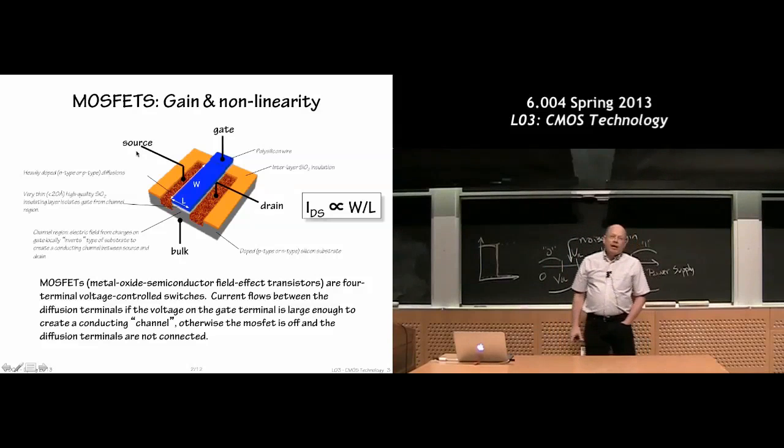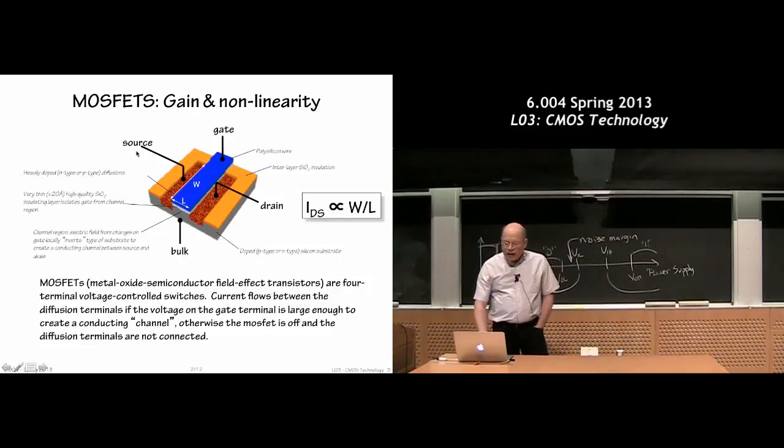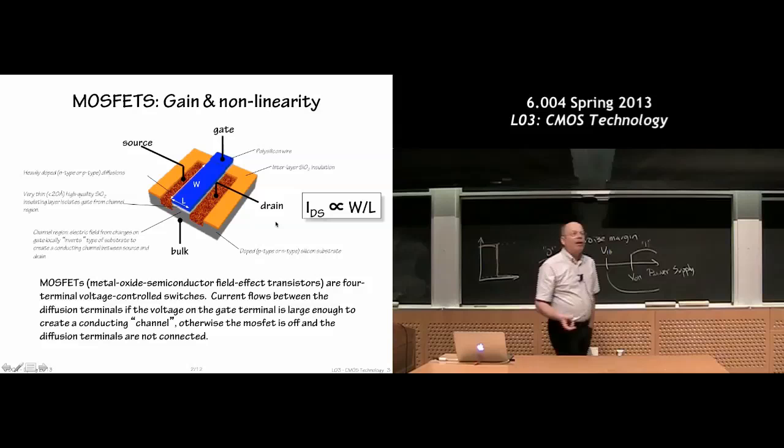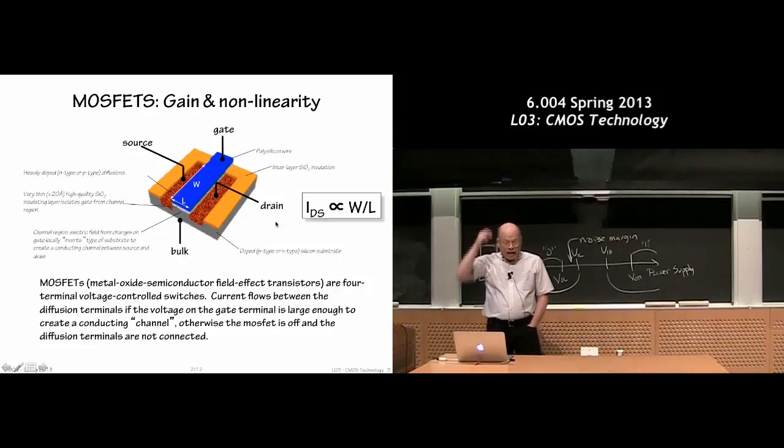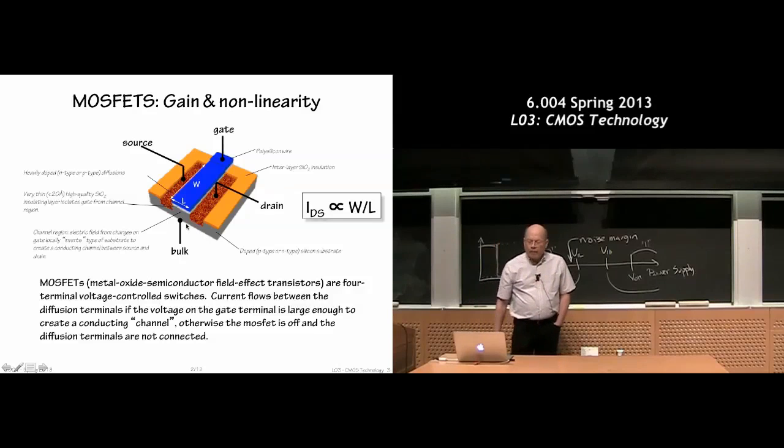So we adopt the convention that we simply label one of the sides the source and one of the sides the drain, depending on which side has the higher potential. We always label the side with the higher potential the drain. That's just a labeling convention. And finally, there's a fourth terminal called the bulk, which I'll say more about.